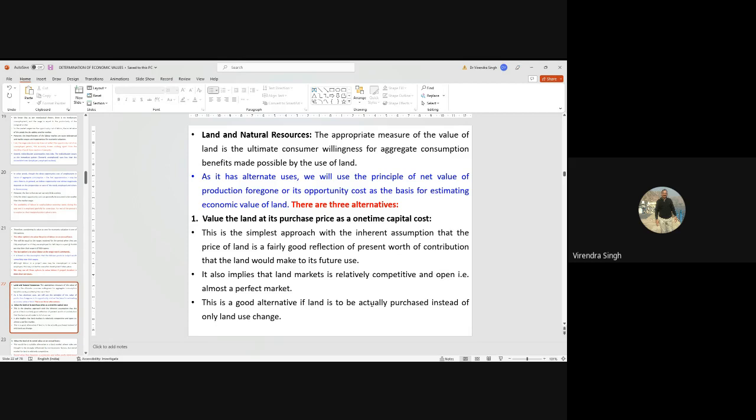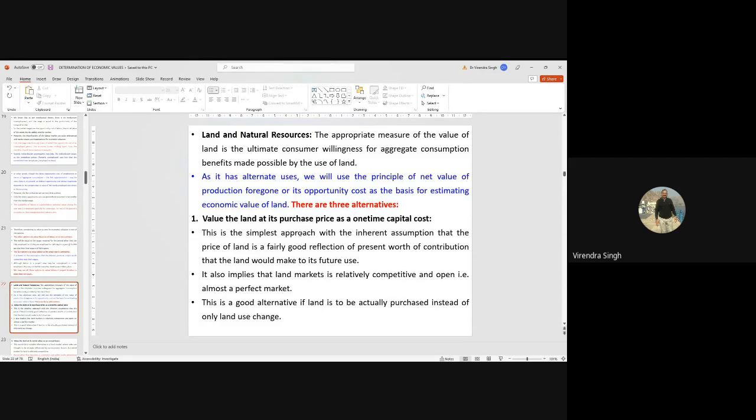As land has alternative uses, we will use the principle of the net value of production foregone, or its opportunity cost, as the basis for estimating the economic value of land. There are three alternatives to value land and natural resources. First, value the land at its purchase price as a one-time capital cost, as other cost items in a project which are of a fixed nature.